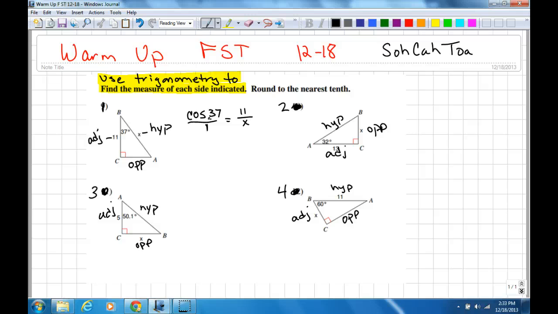The reason I'm doing that is you know how to solve proportions, right? How do I solve this proportion? Cross multiply. So it would be 11 times 1, which is 11, and cosine 37 times x, or x times cosine 37. So now how do I solve for x? I divide both sides by cosine 37, so it'll be 11 over cosine 37, which happens to be what? 13.8?